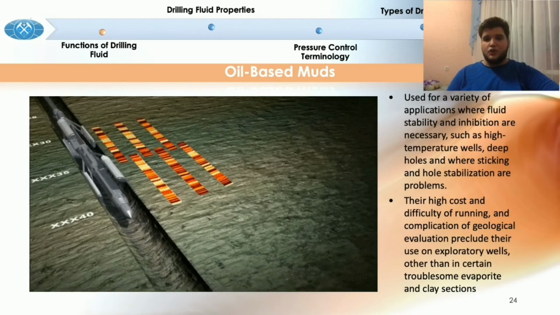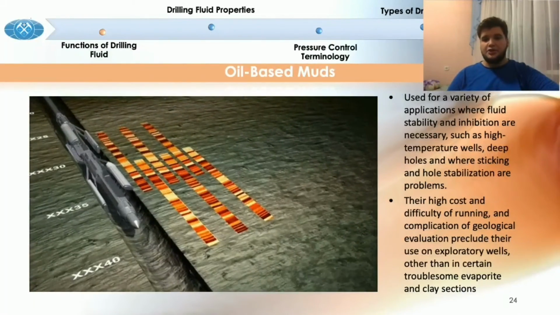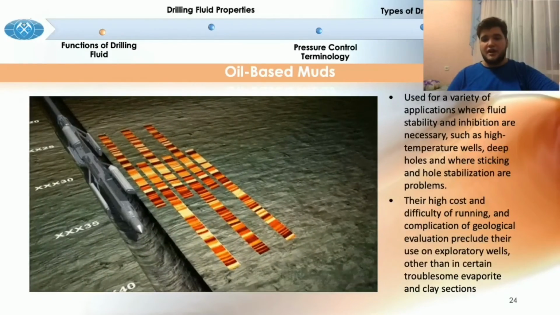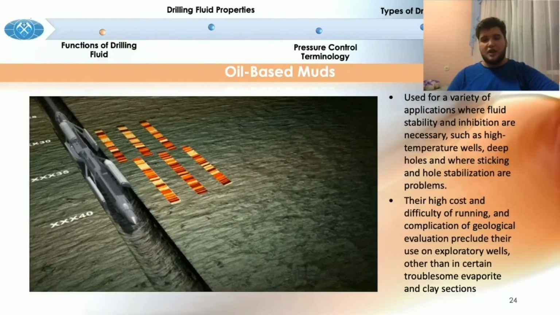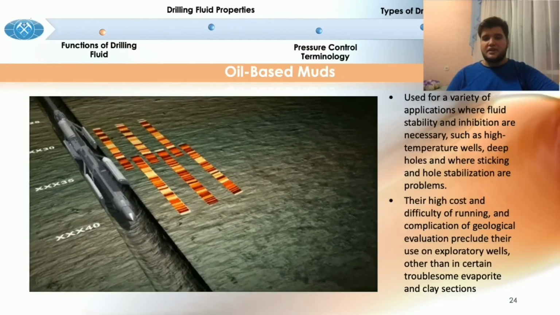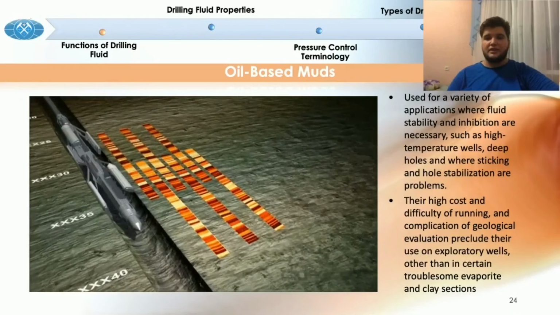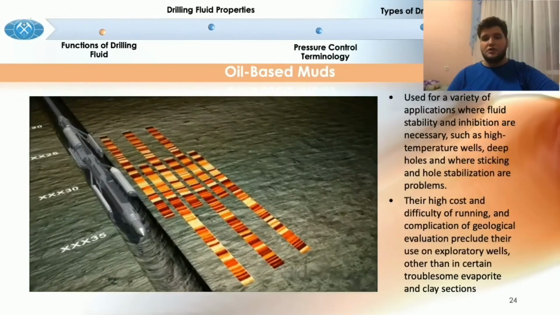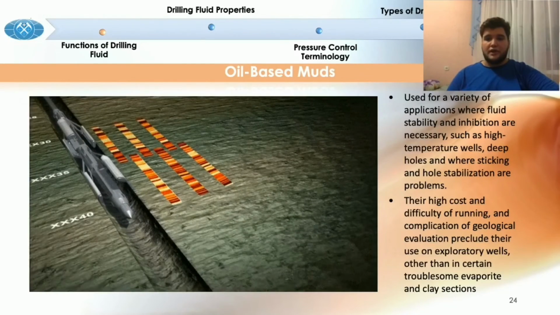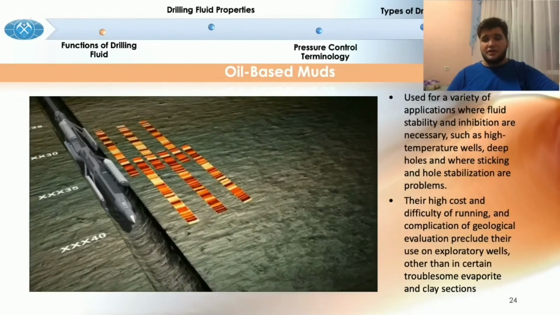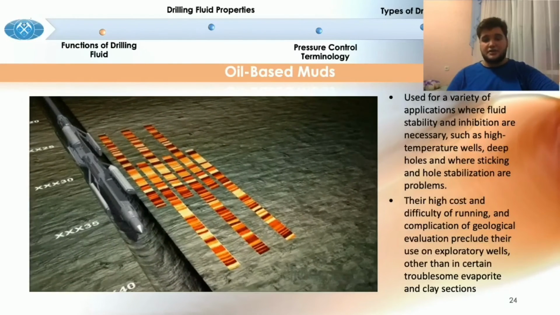Oil-based muds are used for a variety of applications where fluid stability and inhibition are necessary, such as high temperature wells, deep holes, and where sticking or hole stabilization are problems. The high cost, difficulty of running, and complication of geological evaluation preclude their use on exploratory wells, other than in certain troublesome evaporite and clay sections.